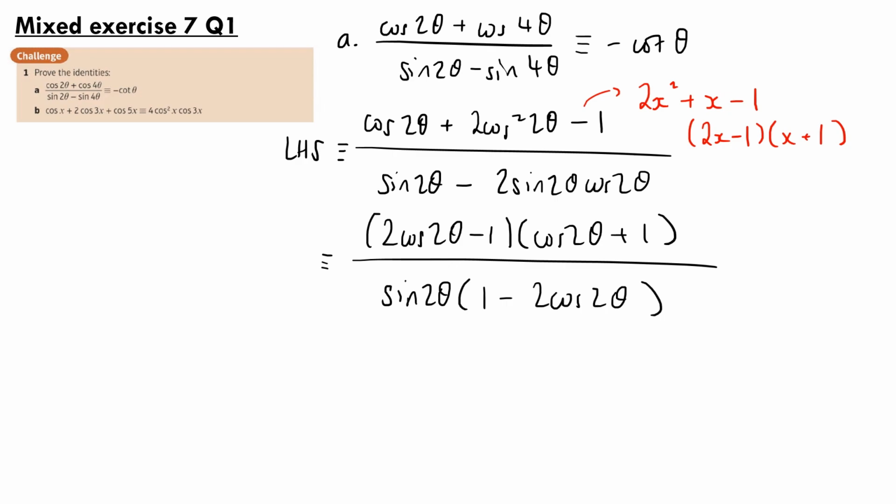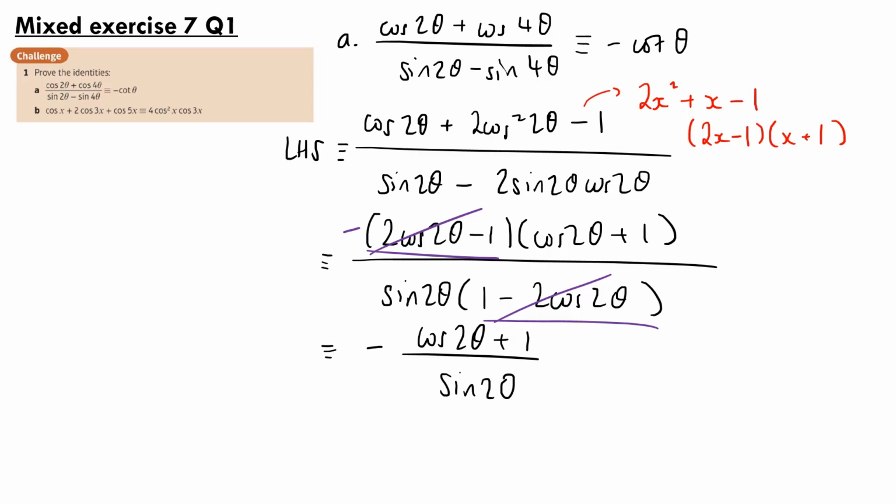Now we can recognize that this 2 cos 2 theta minus 1 and this 1 minus 2 cos 2 theta are the same, but one is negated. So we can cancel them out and just stick a minus symbol out in front there. So we now have minus cos of 2 theta plus 1 over sine of 2 theta. And again, we can use the double angle formulae for the second time.